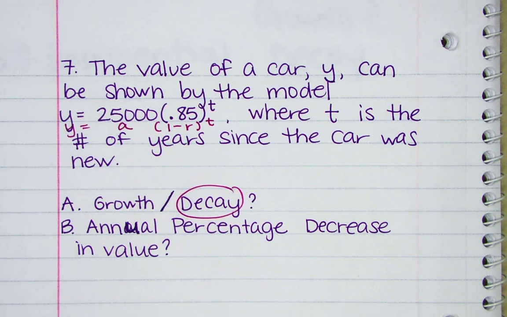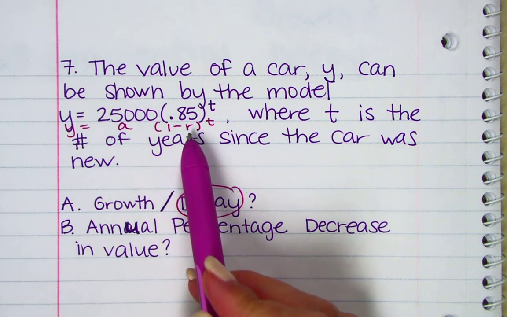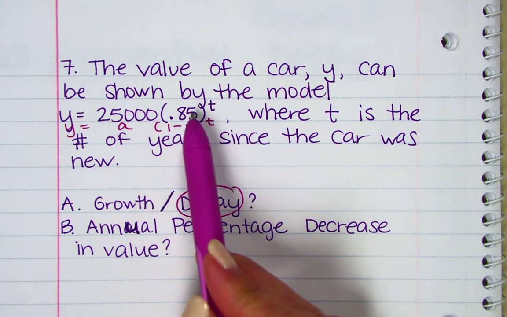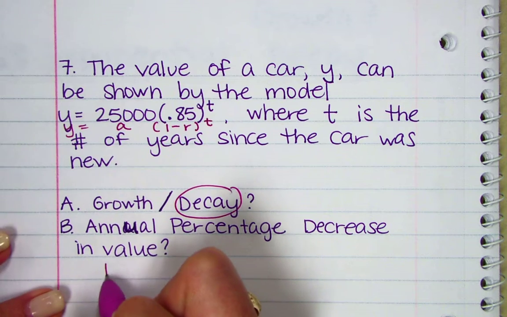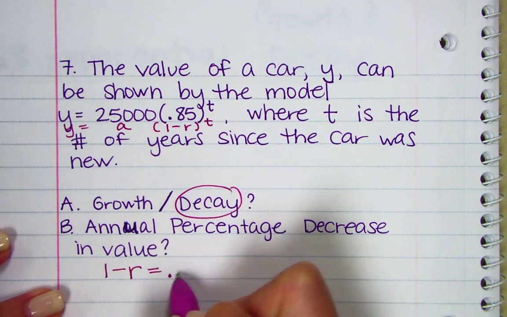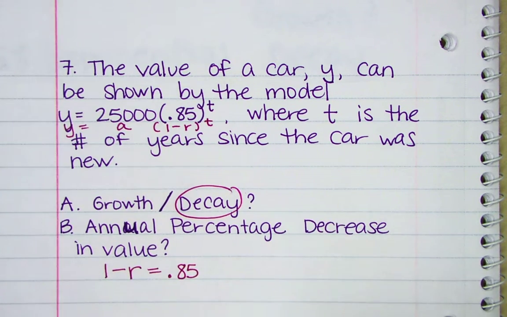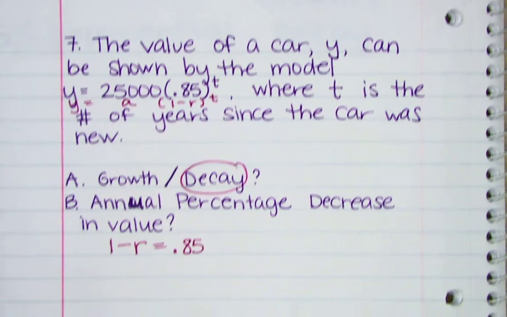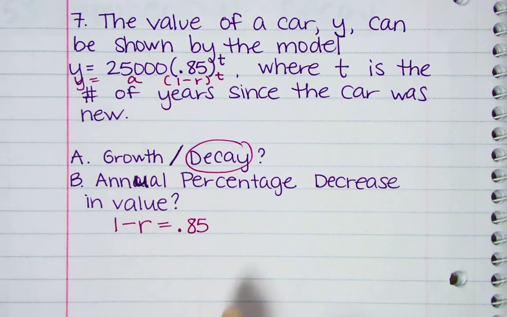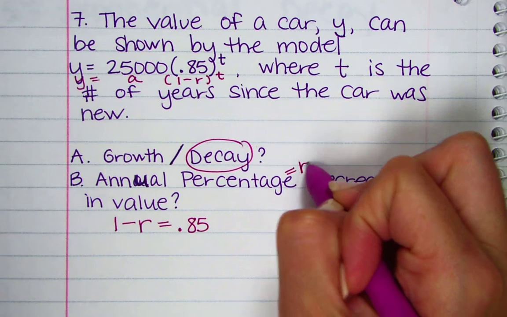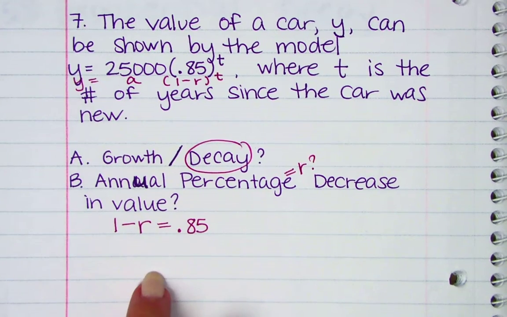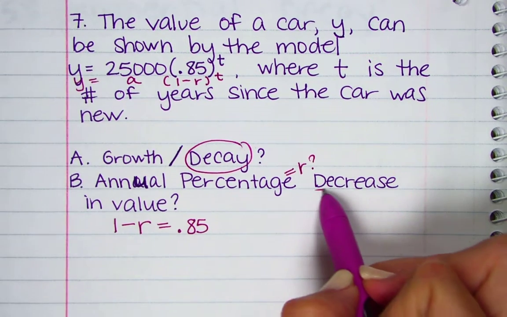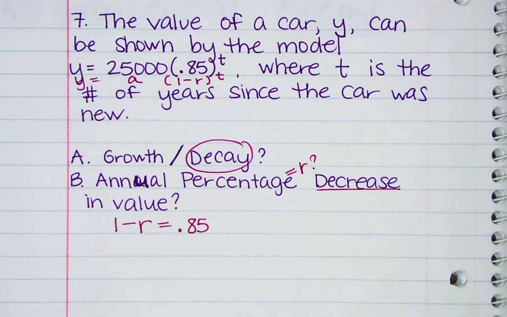So we want to find R. This isn't separated out into 1 minus R, so we've got to solve for it. We'll do 1 minus R equals 0.85. The 1 minus the rate is 0.85. We've got to find the percentage. The percentage is R. So we're going to solve for R, and again, we know it's a decrease because it's decay.